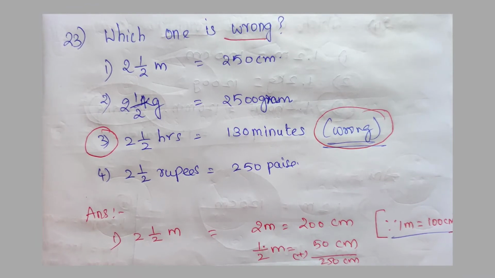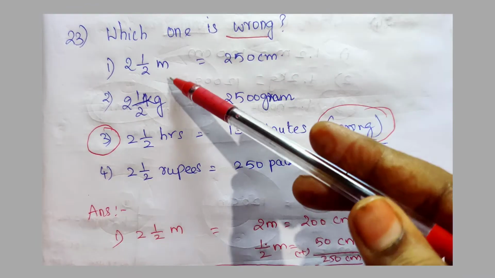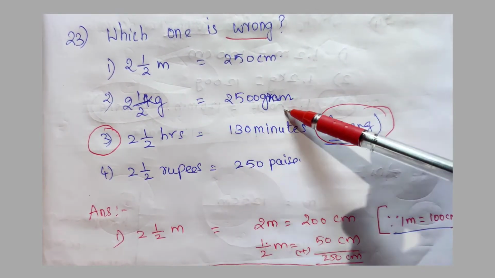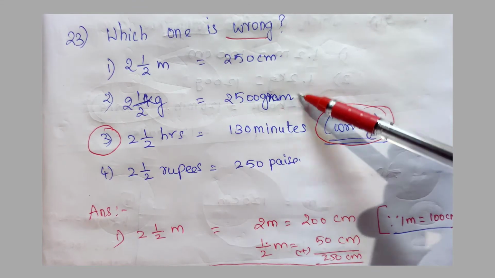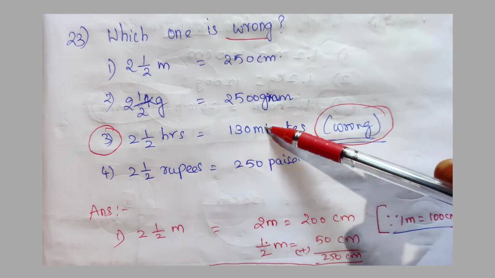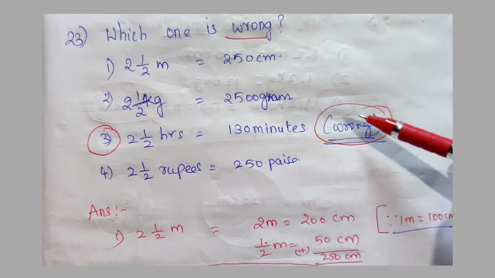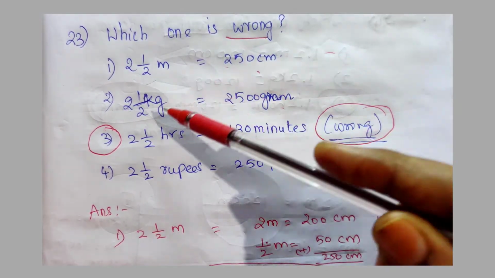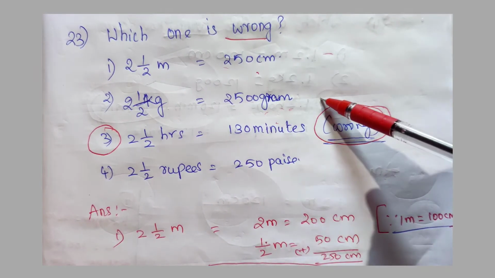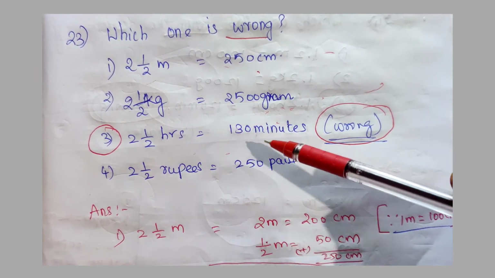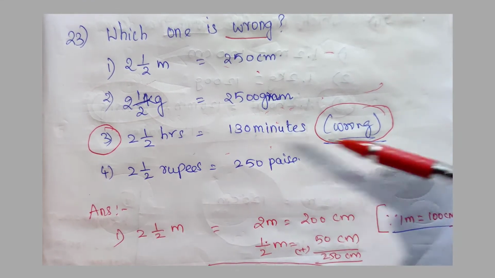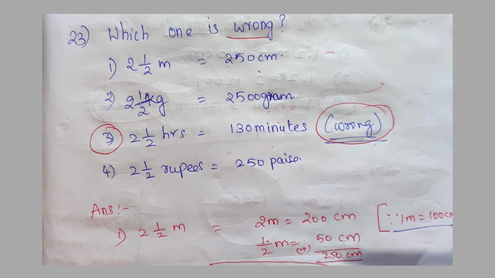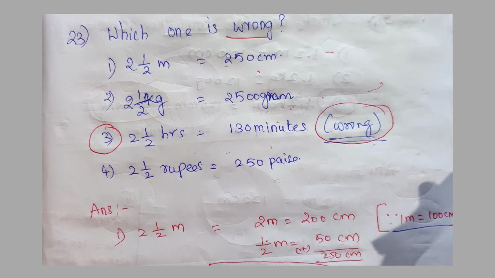Find out which is wrong. See, 2.5 meter is 250 centimeter. Whether this is wrong. 2.5 kg is 2,500 gram. Whether this is wrong. 2.5 hours is equal to 130 minutes. This is only wrong. This is correct. 2.5 meter is equal to 250 centimeter is right. 2.5 kg is 2500 grams. That is also right. 2.5 hours is not 130 minutes. That is wrong. 2.5 rupees is 250 pies. That is also correct. So let me explain how we have to find out this wrong thing.